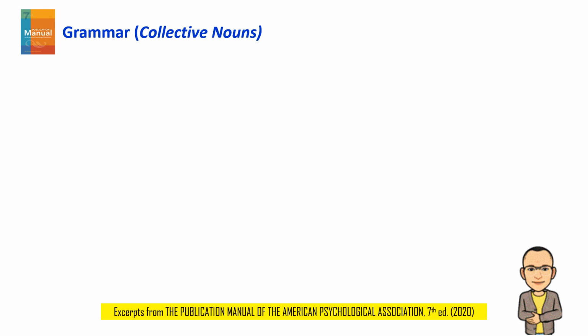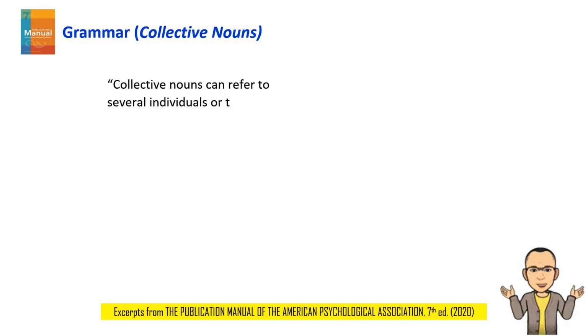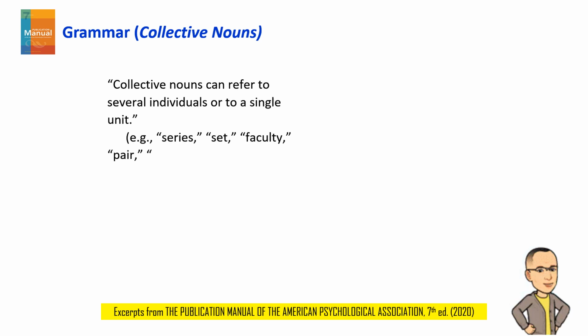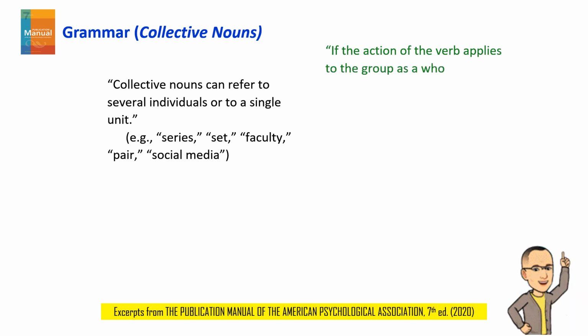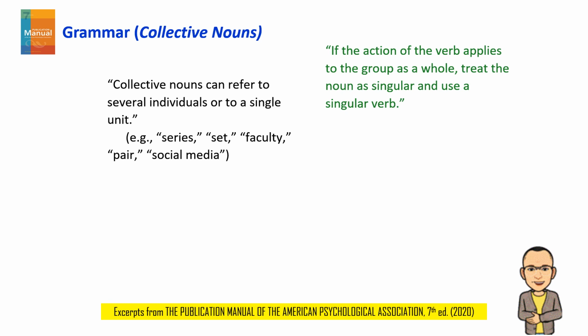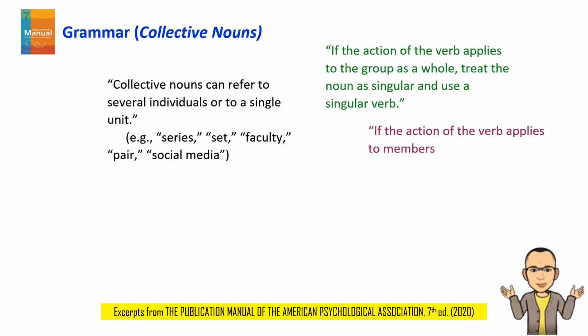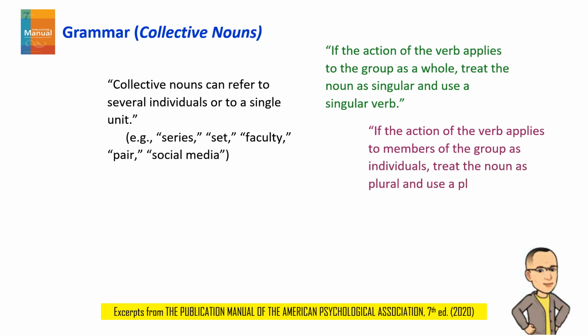According to the APA manual, collective nouns can refer to several individuals or to a single unit. Example: a series, set, faculty, pair, social media. The guidelines also specify that if the action of the verb applies to the group as a whole, treat the noun as singular, and use a singular verb. Furthermore, if the action of the verb applies to members of the group as individuals, treat the noun as plural, and use a plural verb.